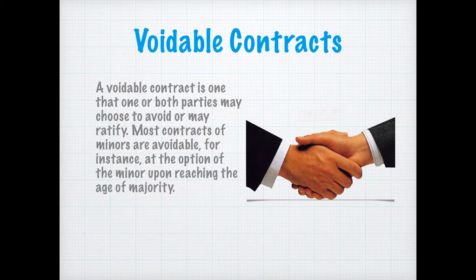They can avoid the contract when they turn 18, or they may choose to ratify the contract, which means once they reach the age of majority, they can choose to stay in any contracts they made while they were a minor. So the best way to avoid this is to what? Not make contracts with minors.